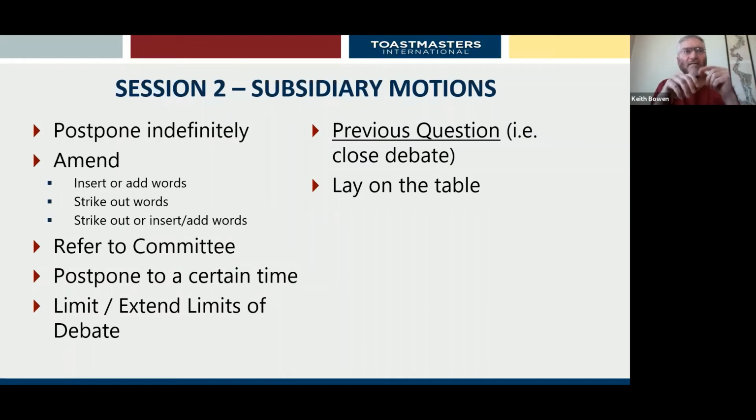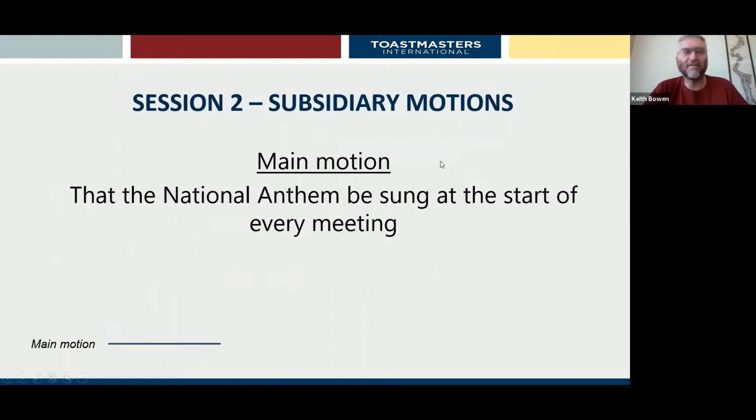If we can go to the next slide, because I've got an example here to make sure that we make sense of this. So let's say the motion is that the national anthem be sung at the start of every meeting. Okay, so someone has proposed this. That's the main motion.